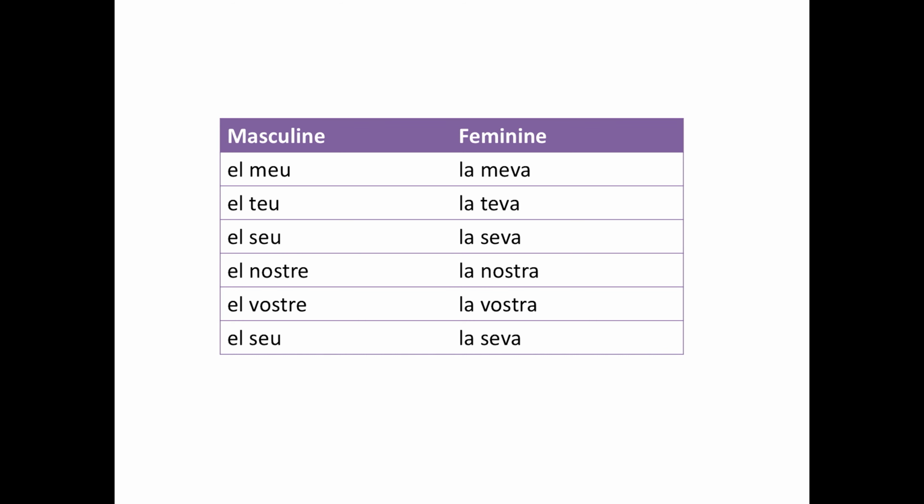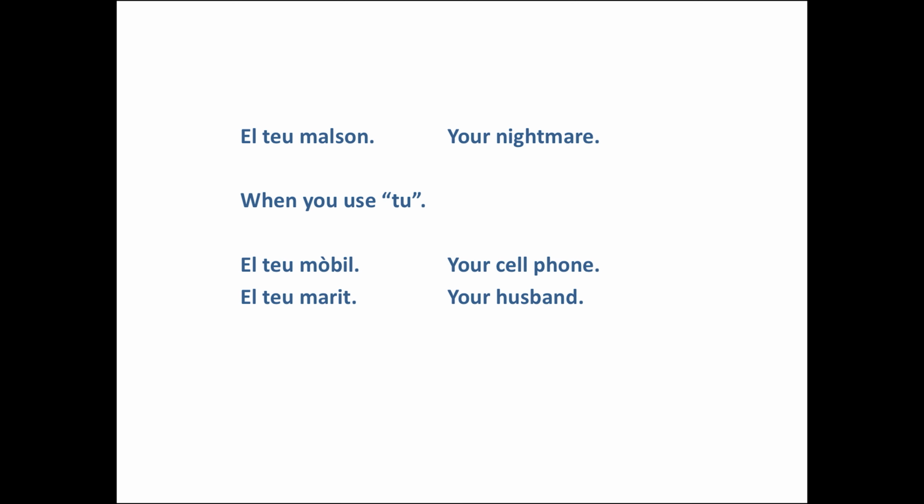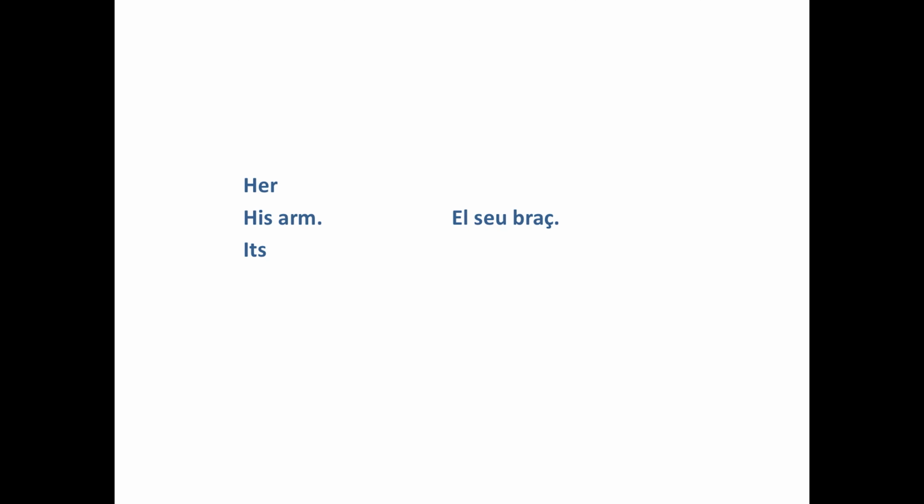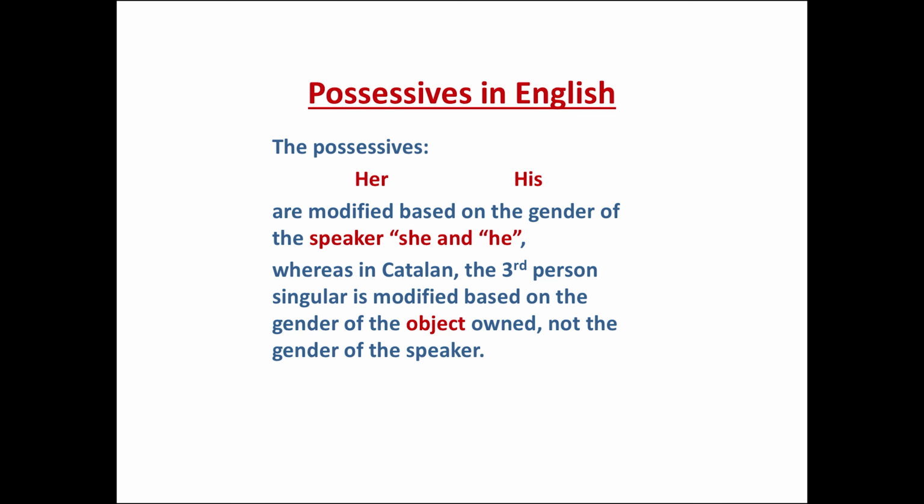Now let's take a look at some examples. My dream, el meu somni, el teu malson, your nightmare. This is when you use tu, el teu mòbil, your cell phone, el teu marit, your husband. Her, his, its, el seu braç. The possessives her, his, are modified based on the gender of the speaker, she and he, whereas in Catalan, the third person singular is modified based on the gender of the object owned, not the gender of the speaker.